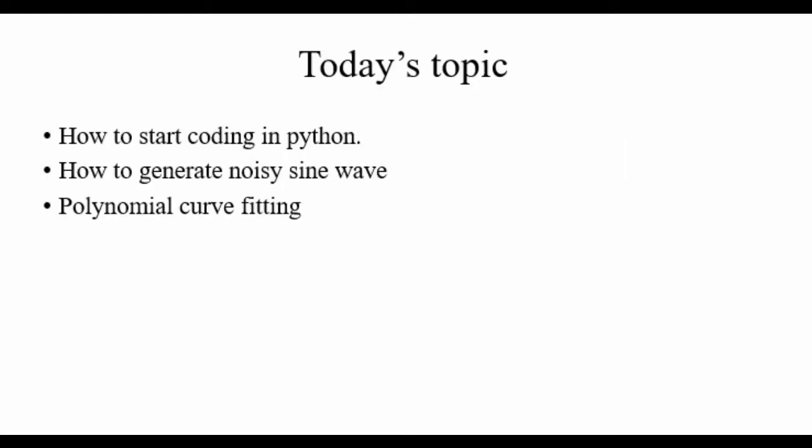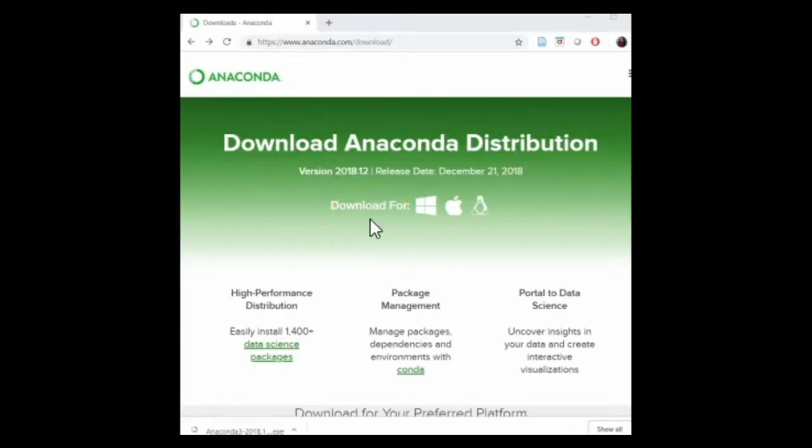The topics which we are going to discuss today are how to start coding in Python, how to generate a noisy sine wave, and polynomial curve fitting. Before diving into the coding part, I would like to illustrate how to install Python. Python installation can be done using Anaconda on Linux, Windows, and Mac. I prefer Anaconda because it is very easy to install and user-friendly.